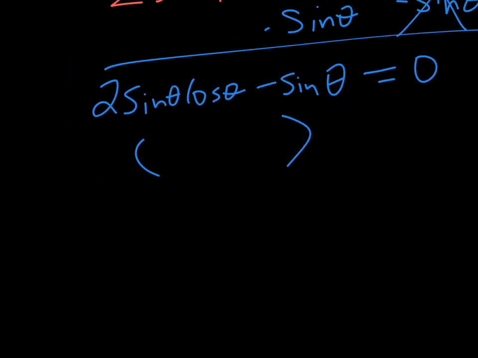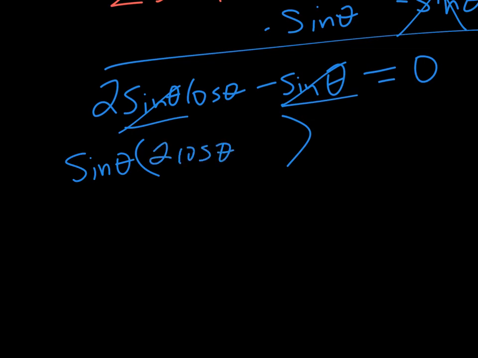What goes on the outside? Hint, what is there in both of them? There is not a 2 in both of them. This side. There it is. Sine, sine, everywhere is sine. And then, after I take this out, what's left? Cosine. All right. And then, is that it? Am I done?